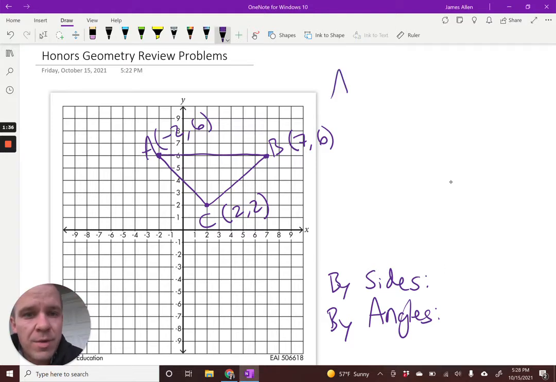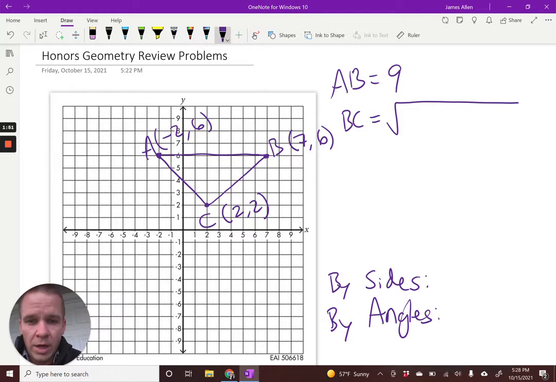So I have AB. I can just count that one out, because it's a horizontal line. I go from -2 all the way to +7. That's a distance of 9. Cool. I don't even have to do distance formula with that one. How about BC? Well, BC, I do need to do distance formula. So the square root of 7 minus 2 squared plus, and then my y's would be 6 minus 2 squared.